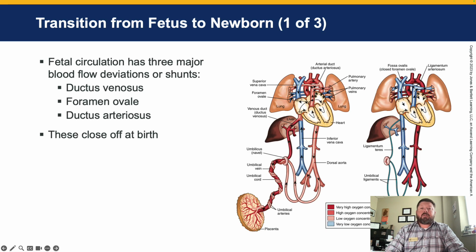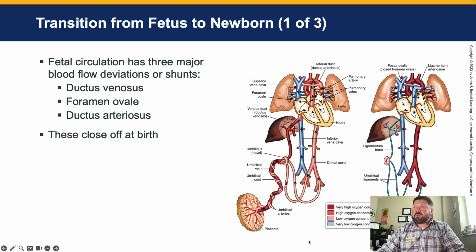In order for the fetus to transition to the outside world, there's actually a process that must occur. So the transition from fetus to newborn: in utero, the fetus receives oxygen from the placenta. Fetal circulation has three major blood flow deviations from that of an adult. You have one, the ductus venosus, you have the foramen ovale, and you have the ductus arteriosus. These shunts begin to close off at birth.